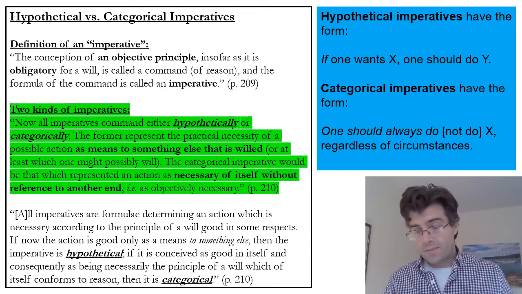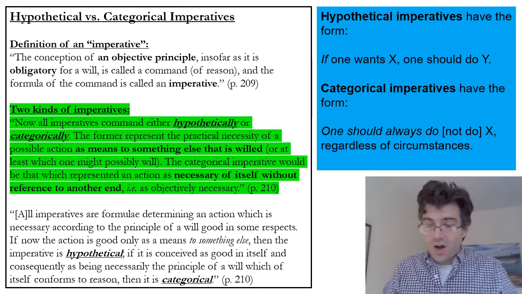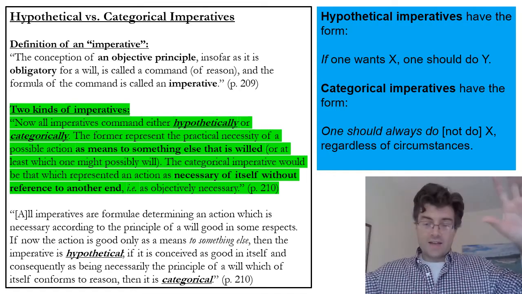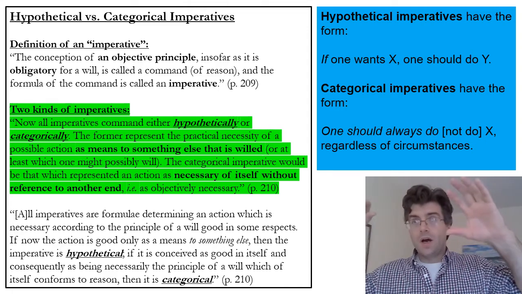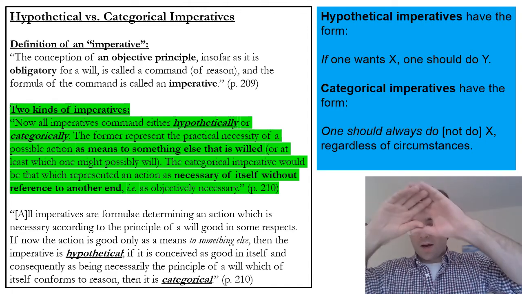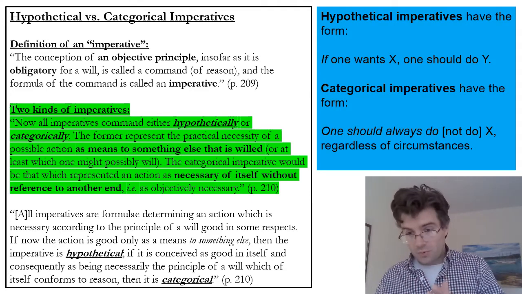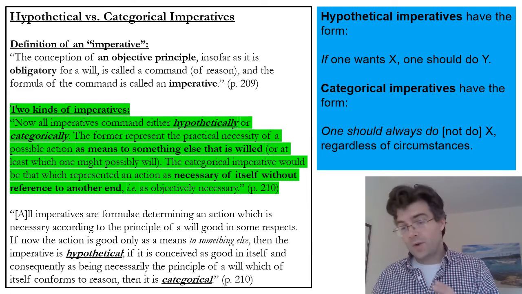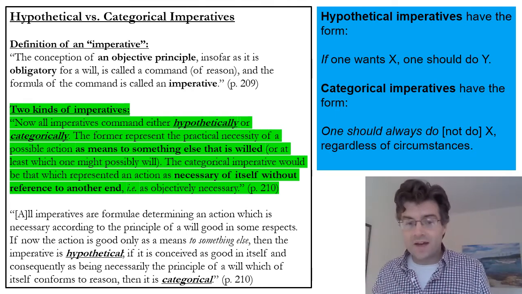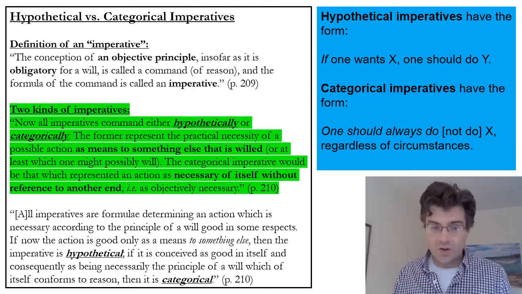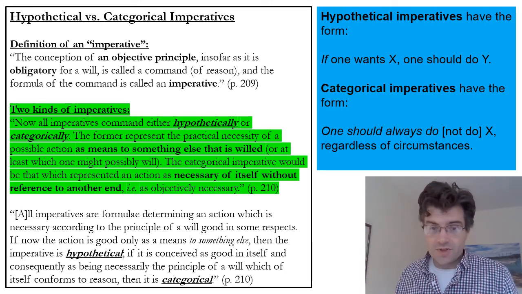He says all imperatives command either hypothetically or categorically. So what he's saying is, of all of the commands that could apply to our will, that is, all of the laws or objective principles that apply to us, that provide some reason as to why we should act one way or another, all those imperatives command either hypothetically or categorically. And now he's going to tell us about what the distinction between those two things is.